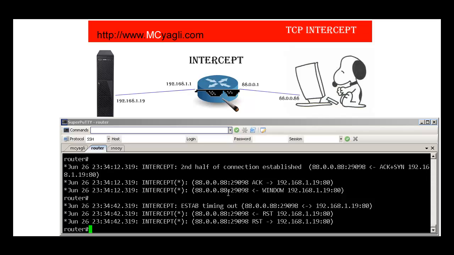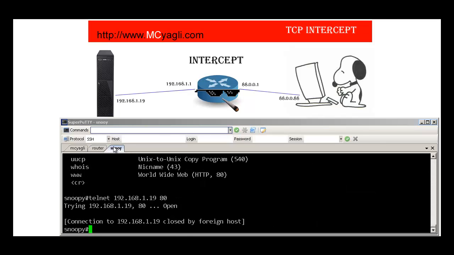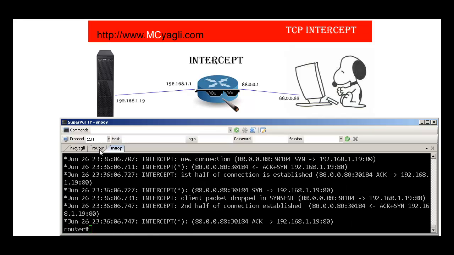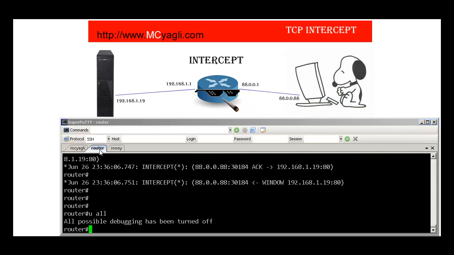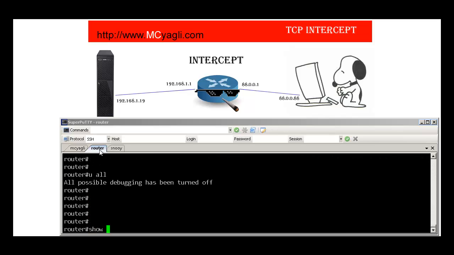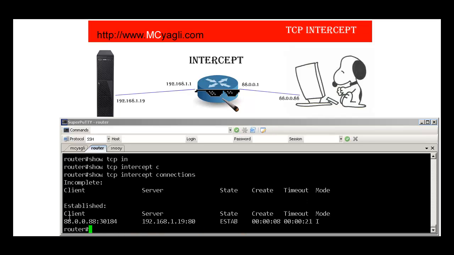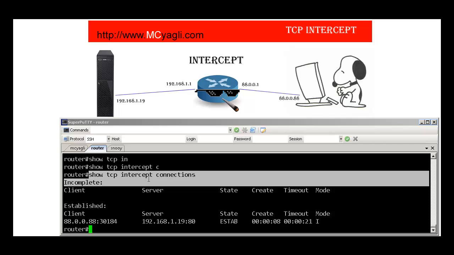So let me do the same thing again, and I'm going to use show tcp intercept connections. I'm going to show you. See, it says show tcp intercept connections.